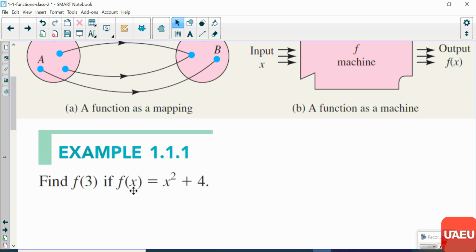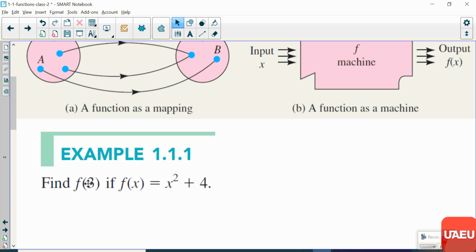So we want to look at this first example. Find f of 3 if f of x is equal to x squared plus 4. So clearly 3 is the input and the output will be the f of x. So how will we solve this? We will substitute or replace the 3 for the x.